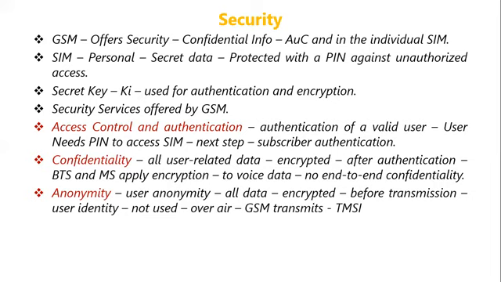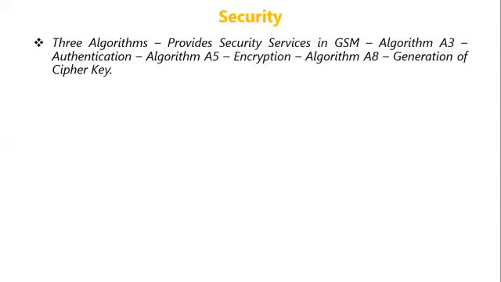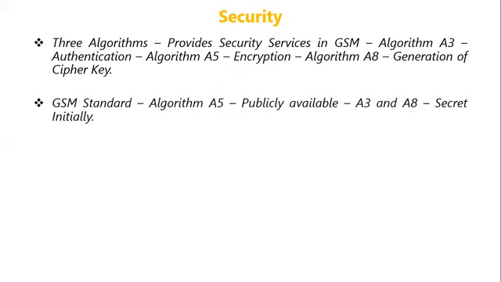That identity will not be passed through the air interface. Instead, a temporary number will be used. That number is called TMSI, temporary mobile subscriber identity, which we have already discussed. Providing that service is called anonymity. The VLR will keep changing this TMSI. TMSI will not be fixed, it will keep changing. So these are the three security services that are offered by GSM.